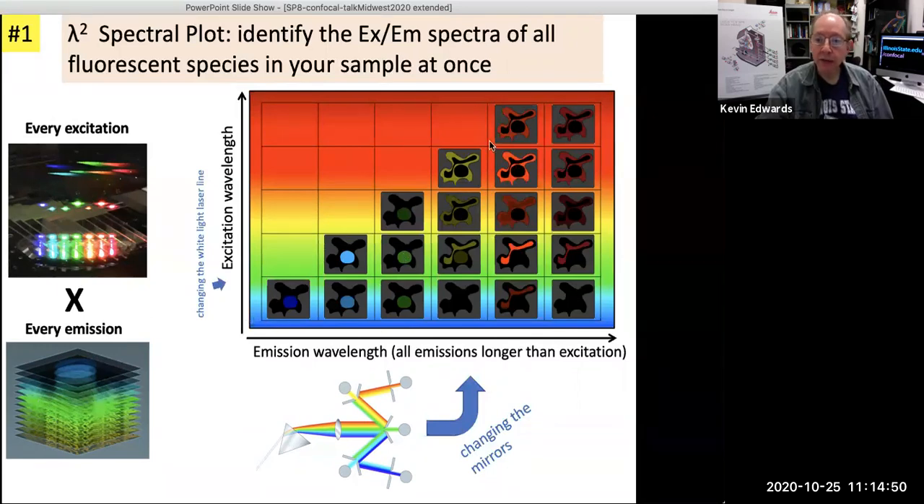And we can take that information and plot it, and that will create what we call a lambda squared plot, or I consider it to be a spectral fingerprint for the image, as well as every individual pixel in the image has its own spectral fingerprint.